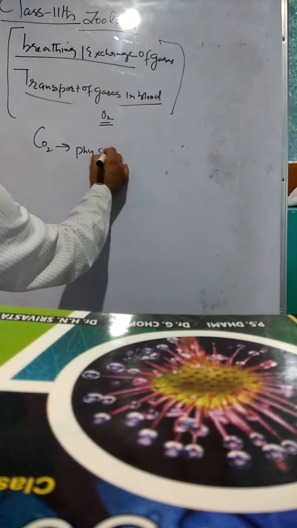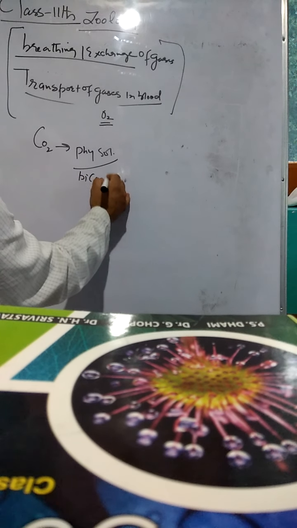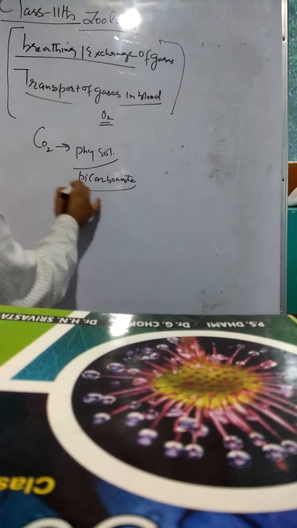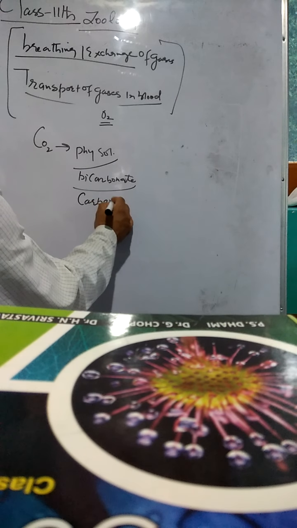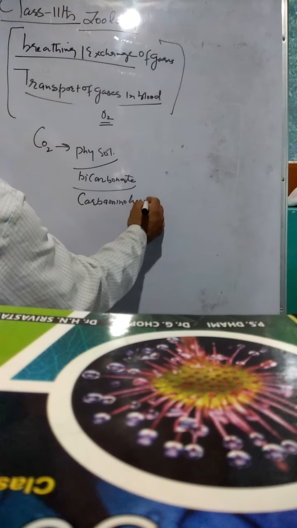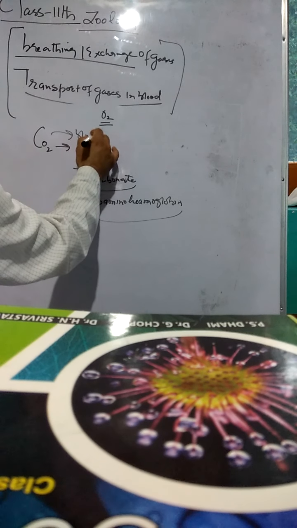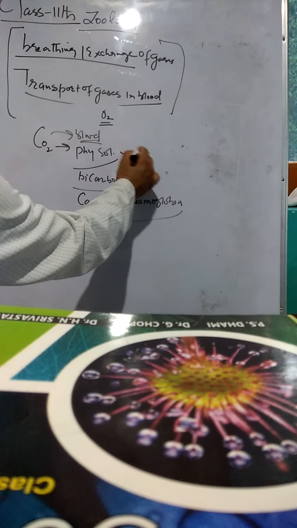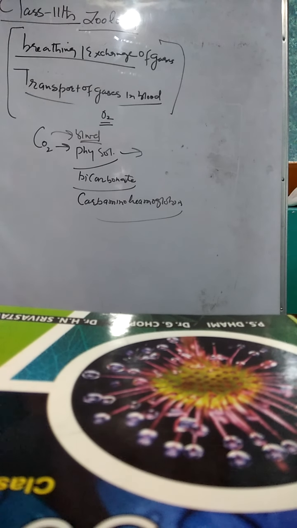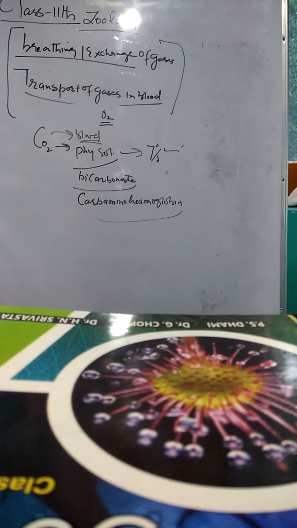First is the physical solution. The next is as bicarbonate. The third form in which carbon dioxide is carried is carbaminohemoglobin. Through these three forms, carbon dioxide is carried in the blood and transported from one region to the other region. So far as the physical solution is concerned, a very small amount of carbon dioxide, about 7%, is carried in the plasma as physical solution.